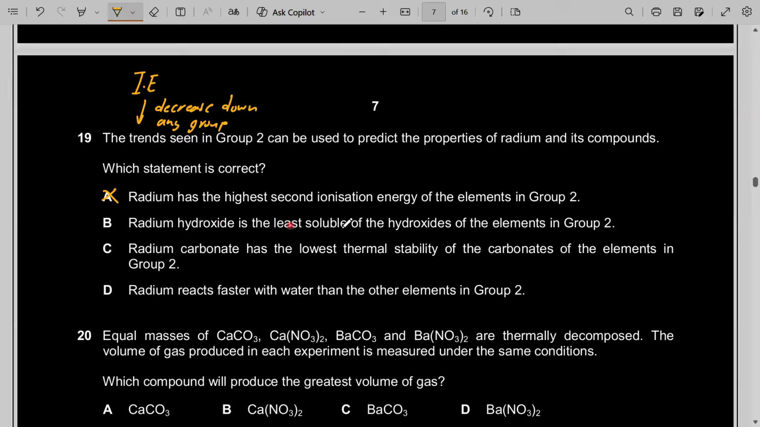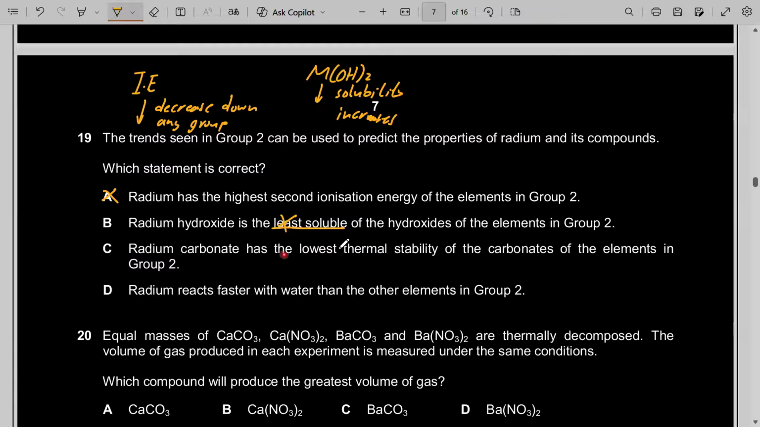Radium hydroxide is the least soluble. So if we tell the hydroxide trend, then for the hydroxides of group 2, solubility increases down the group. This is the trend. So radium hydroxide is not least soluble, rather it's the most soluble. So this word is wrong, least soluble.